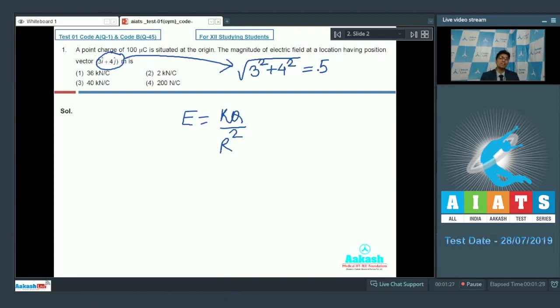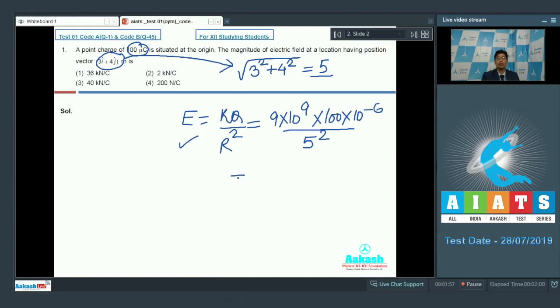Now substituting the given values in this formula, we can see that electric field will be equal to 9 into 10 raised to power 9, that is the value of k, multiplied by the value of charge which is given to be 100 microcoulomb, that will be 100 multiplied by 10 raised to power minus 6, divided by r square, and r we have calculated to be equal to 5, so 5 square.